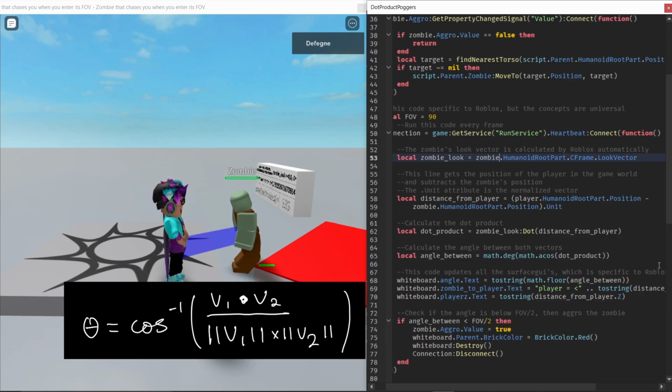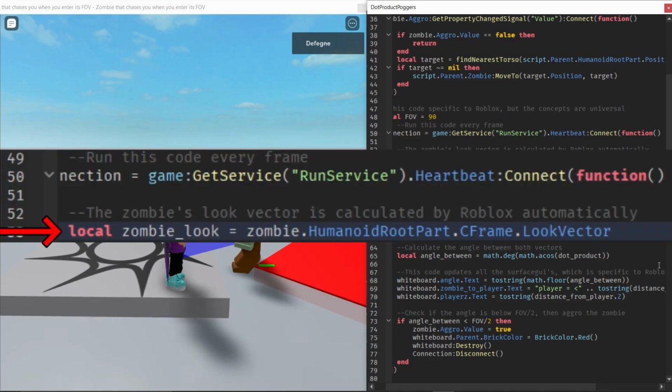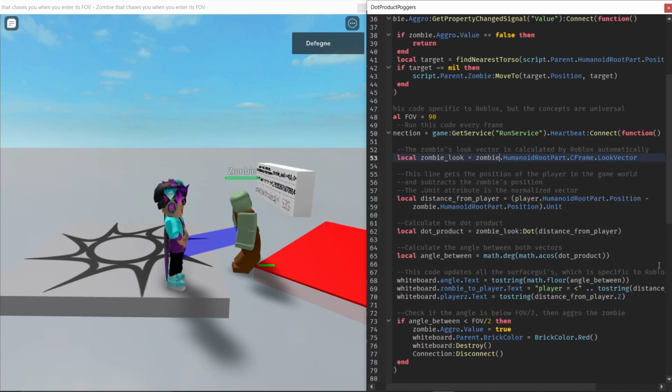Most game engines assign orientation vectors to objects inside the game world. In Roblox, every part in the workspace has a look vector which is already provided for us by the engine. The look vector of the zombie's humanoid root part is the first one we need to get. It is visualized in green.